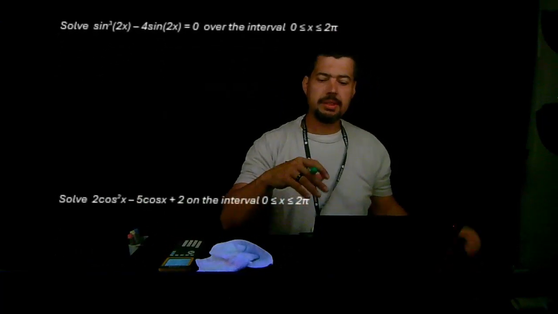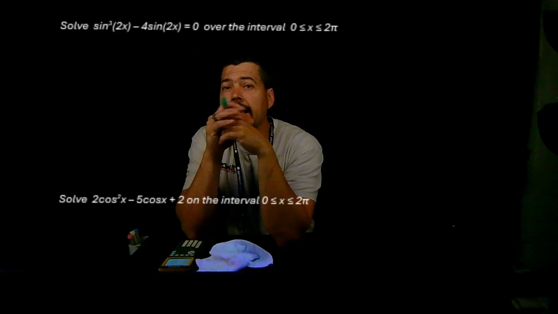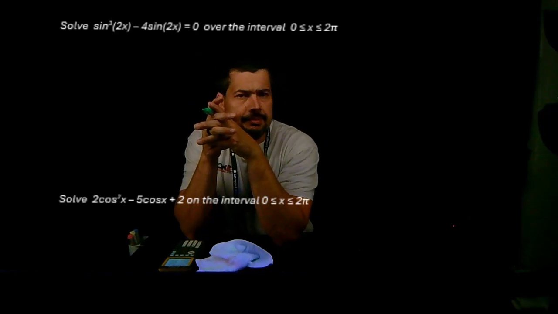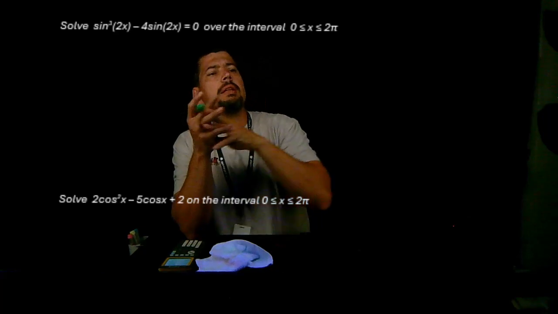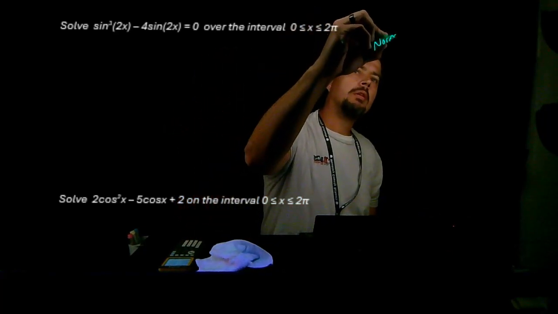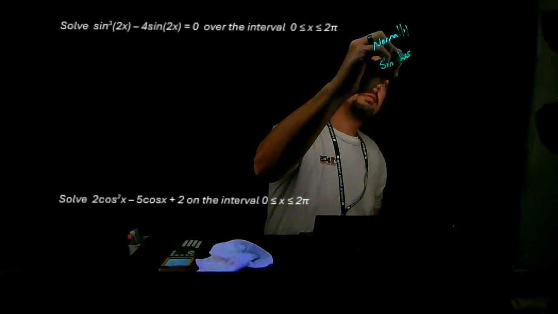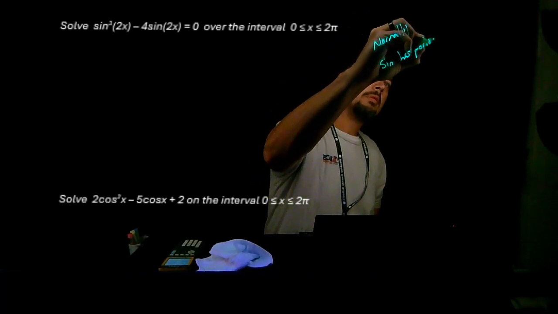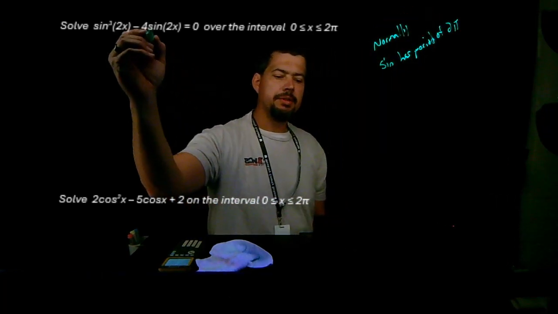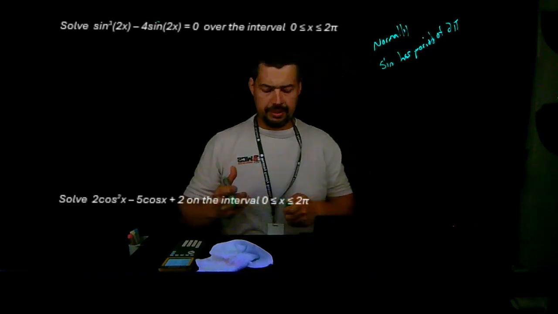Alright, solve sine squared of twice x minus 4 sine of 2x over the interval from 0 to 2 pi. This is one of the tougher ones because of that 2x. And we've had this lesson. Normally, sine has a period of 2 pi. However, you have this guy right here, okay? That 2x. That's throwing things off.